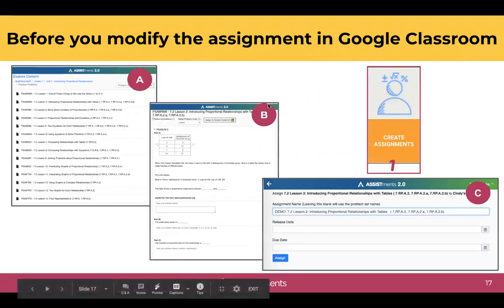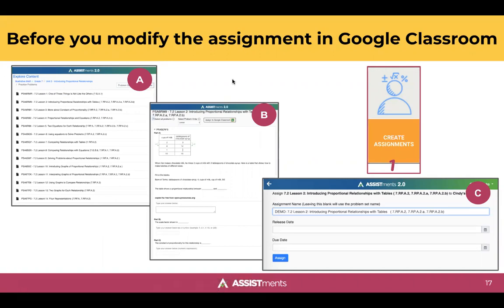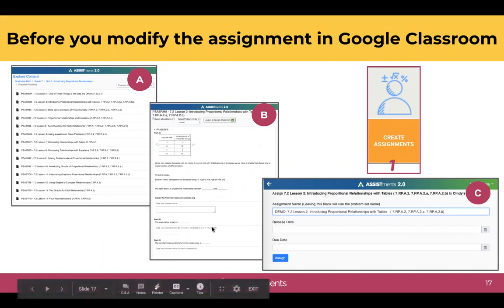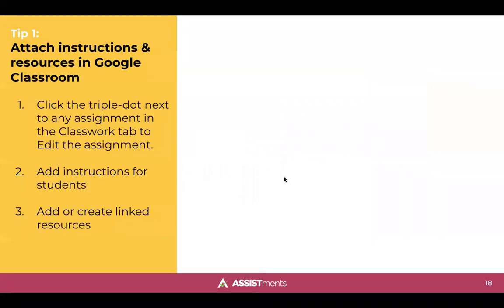As a side note, before we move on, before you've done anything in Google Classroom, typically you have A, decided which content you want to assign, B, selected the problems that you want students to do, and then C, assigned those problems to Google Classroom for students to actually complete them. So the first thing we'll talk about is attaching instructions and resources in Google Classroom. With these tips, where possible I'm going to show you what this looks like here, and then I'll demo it in Google Classroom so that you can see the steps in action.